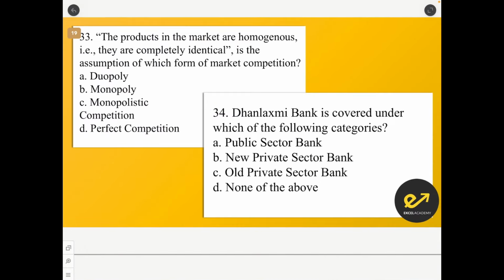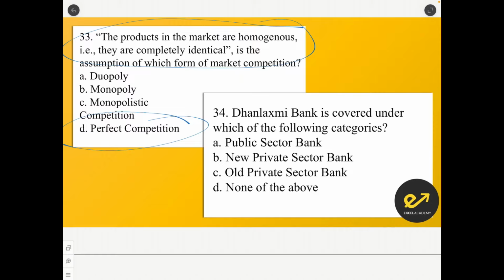The products in the market are homogeneous. They are completely identical is the assumption of which form of market competition. So this is a very theoretical assumption. So it should be from a theoretical market, that is the perfect competition market, right?